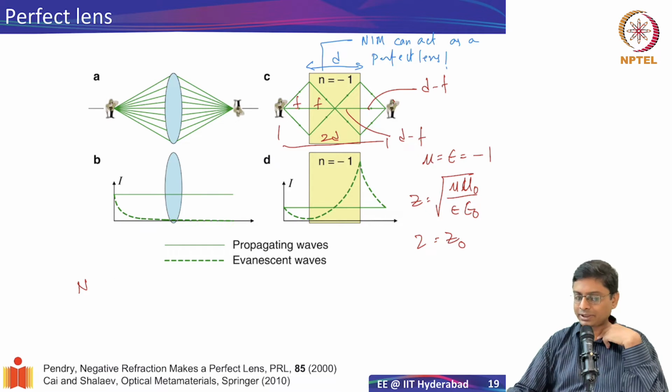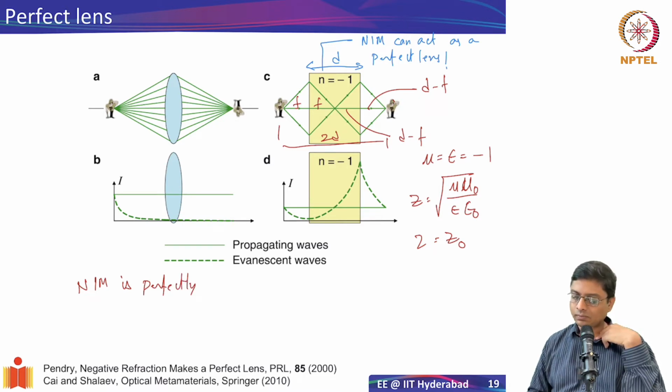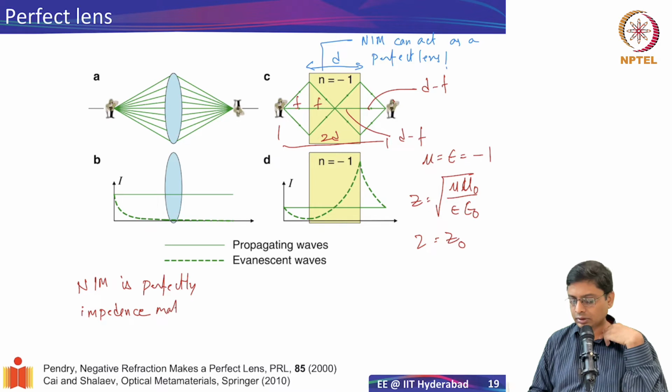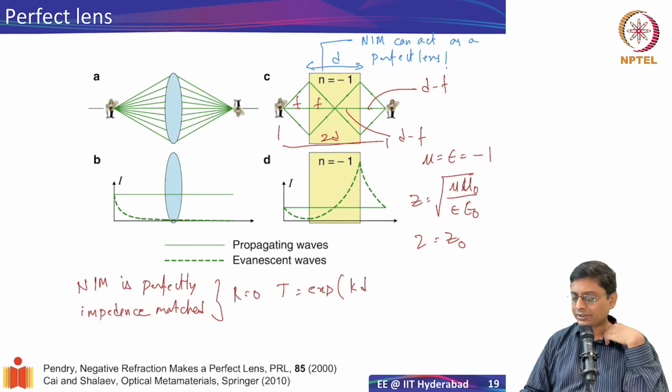So the negative index medium is perfectly impedance matched. What this means is, reflection is going to be 0, and the transmission through the material is going to be given by exponential k times the distance d.